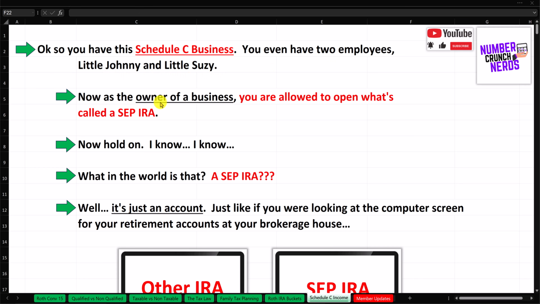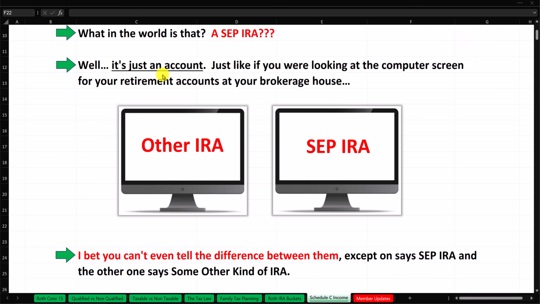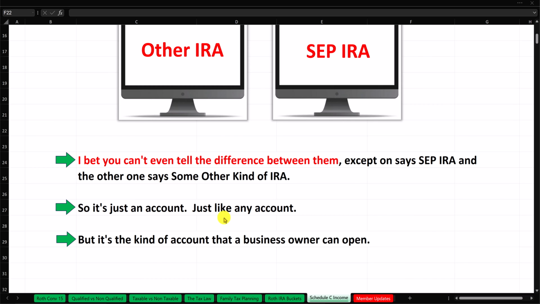Now, as the owner of a business, you are allowed to open what's called a SEP IRA. Okay, now hold on. I know. What in the world is that? A SEP IRA? Well, it's just an account. Just like if you were looking at the computer screen for your retirement accounts at your brokerage house, I bet you can't even tell the difference between them, except one says SEP IRA and the other one says some other kind of IRA. So it's just an account, just like any account, but it's the kind of account that a business owner in the United States can open.